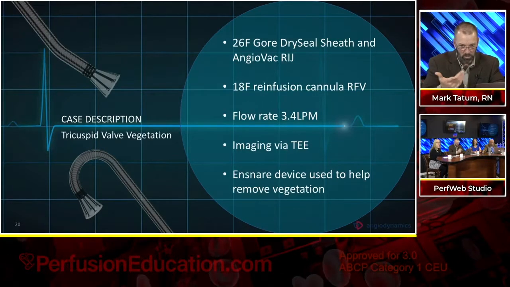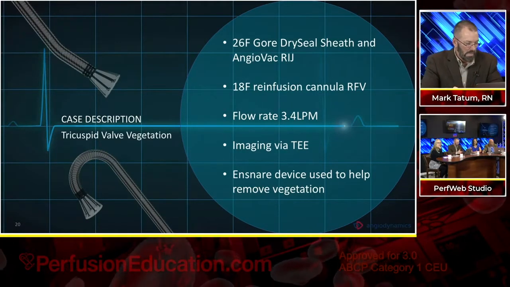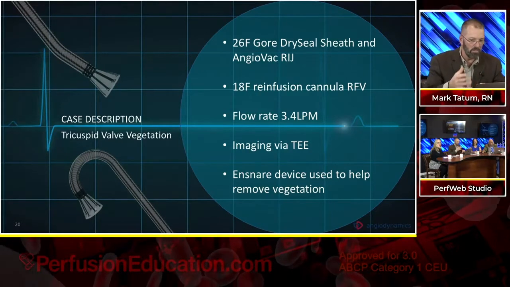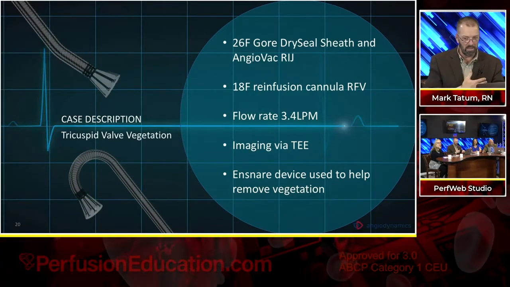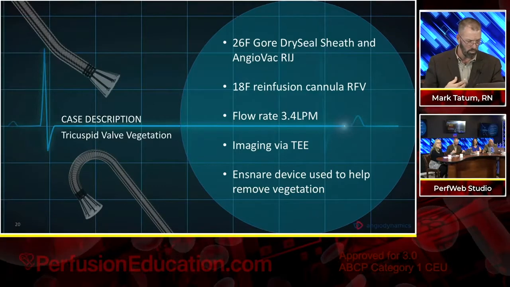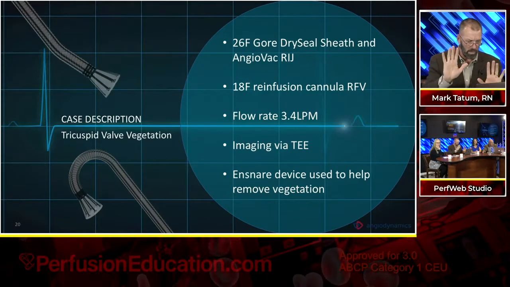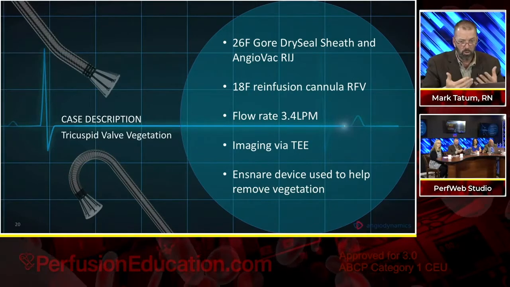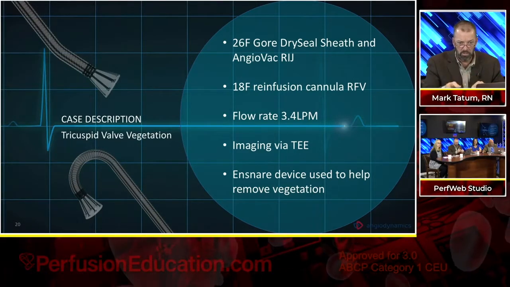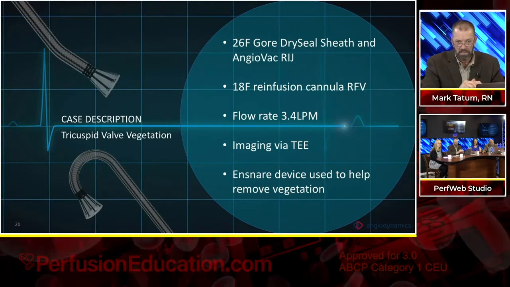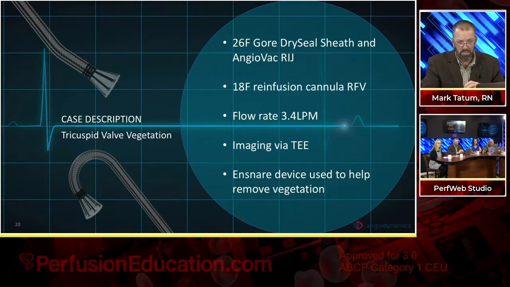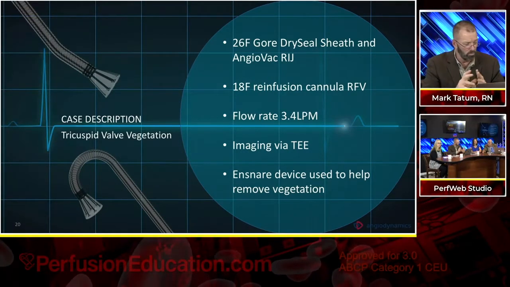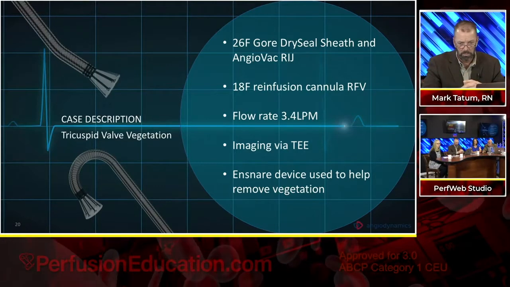As you would expect, a 26 French Gore DrySeal sheath. Anytime these cases are being done, if you've got something that's happening in the RA, tricuspid valve, RV, or pulmonic valve, it's practitioner's choice, dealer's choice on which approach they want to use. With our new 180-degree configuration that you see there on the screen to the left side, you can actually really effectively get the entire annulus of the tricuspid valve from either an IJ or a femoral approach.